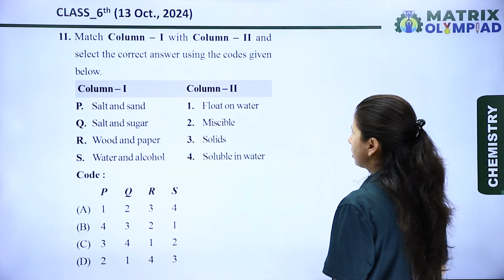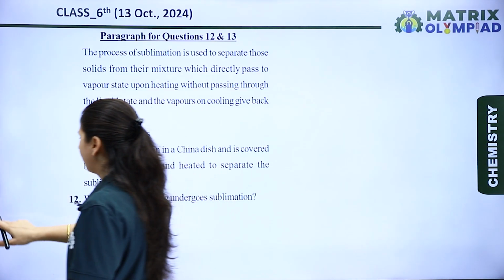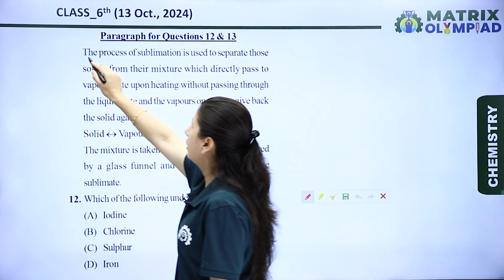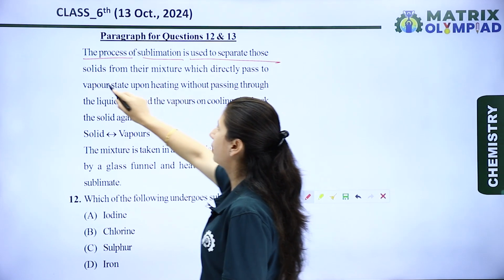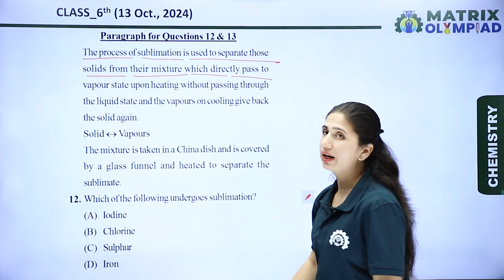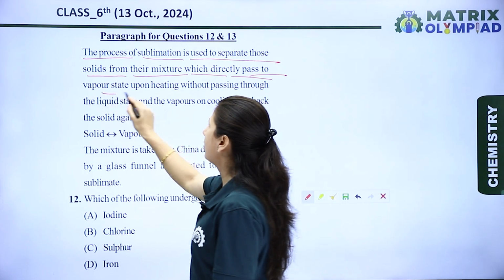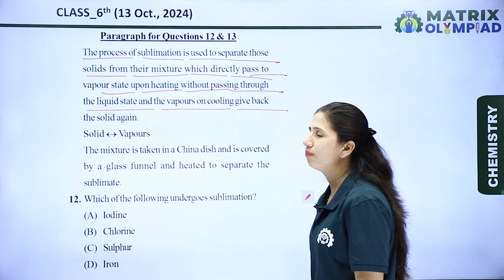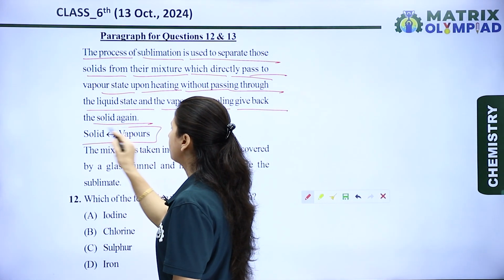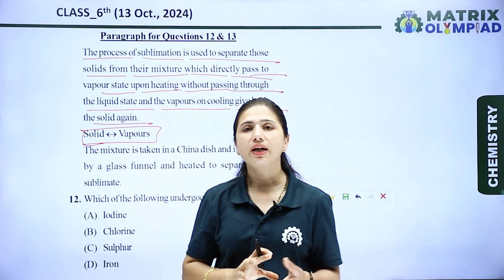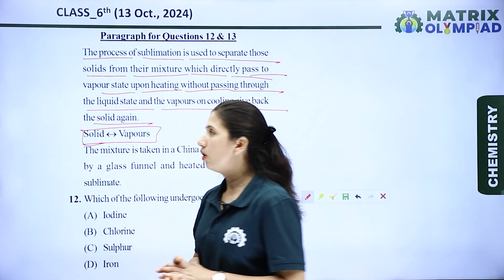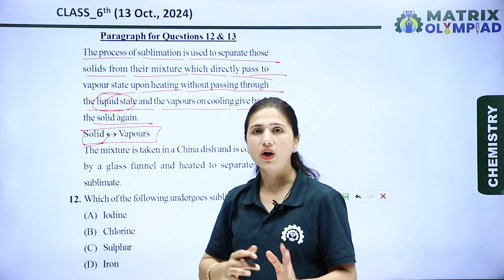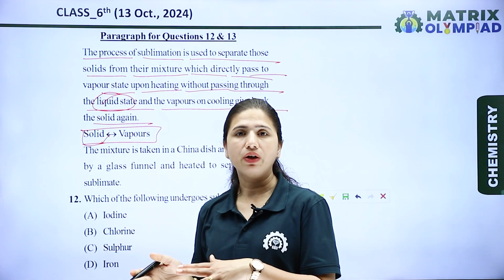Now let's see the next question. The next question is a paragraph based question. Okay, let's see the paragraph. The paragraph is: the process of sublimation is used to separate those solids from their mixture which directly pass to vapor state upon heating without passing through the liquid state, and the vapors on cooling give back the solid again. Means sublimation is basically a process in which solids directly convert into vapor phase, not passing through the liquid state. Okay, so in the sublimation process, solid converts into vapor and the vapors convert directly into the solid state.